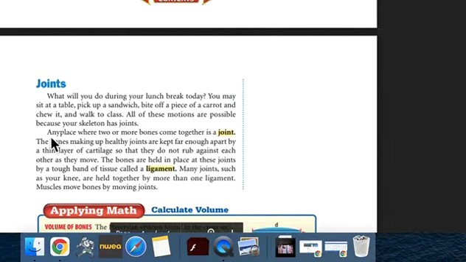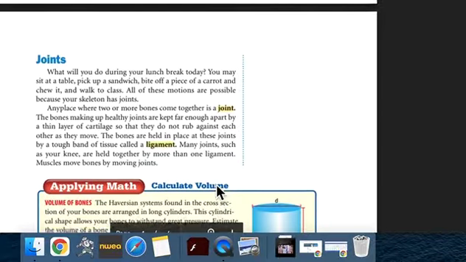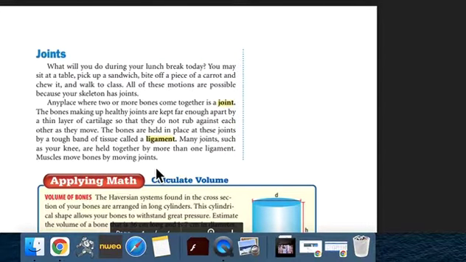All these motions are possible because your skeleton has joints. Any place where two or more bones come together is a joint. The bones making up healthy joints are kept far enough apart by a thin layer of cartilage so that they do not rub against each other as they move. The bones are held in place at these joints by a tough band of tissue called a ligament. Many joints, such as your knee, are held together by more than one ligament. Muscles move bones by moving joints.